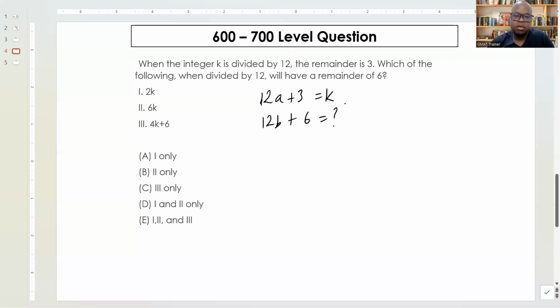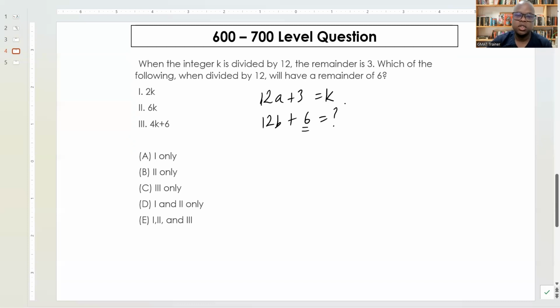So since you have the expression of what k is, we can just substitute the expression for k into each of these options, and we see which one will give us a form that is equivalent to 12 times some digit, then we add 6, which will give us a remainder of 6. That is what we're looking at at the end of it. The remainder of 6 plus 6 is the key thing to look at.